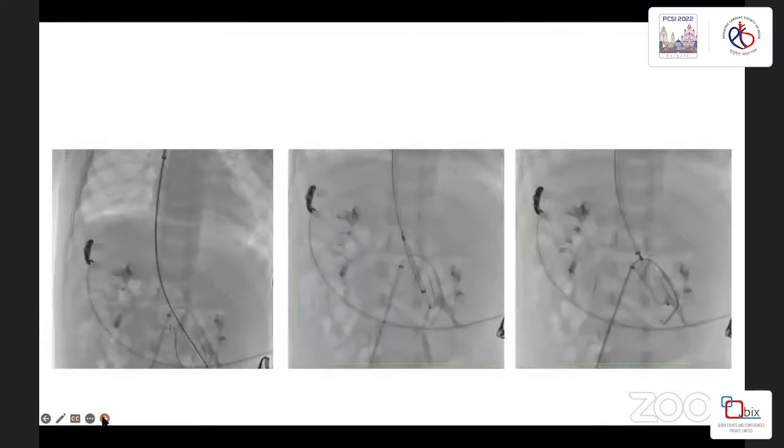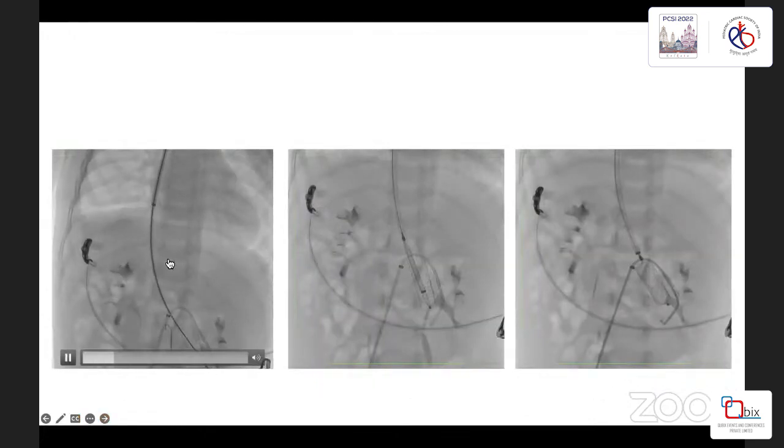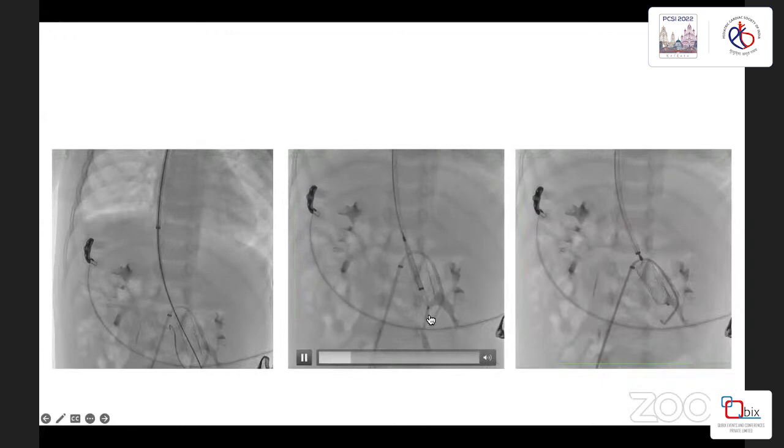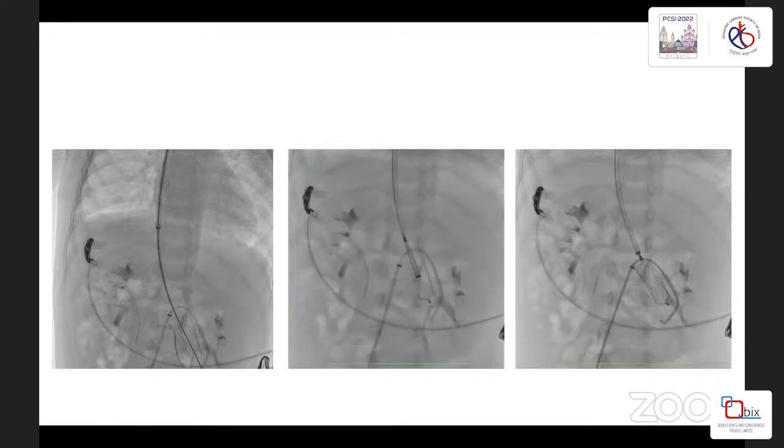So then subsequently, we took an 8 French flexor shuttle sheath, parked it there, and then we put an 18 millimeter Cera vascular plug. That is a LifeTech single disc device with 3 layers of PTFE graft. So this we placed and closed it completely. This is the bigger stent which is being closed using the vascular plug here.